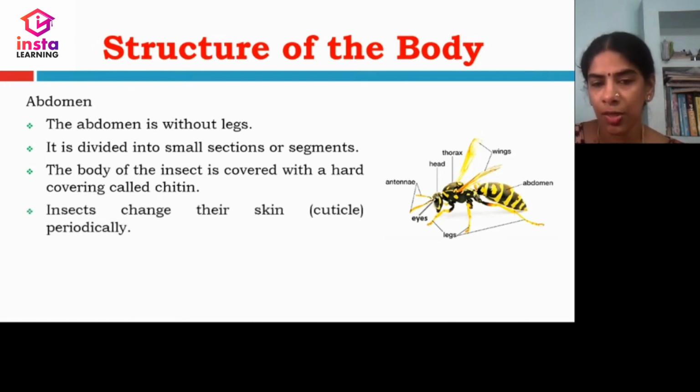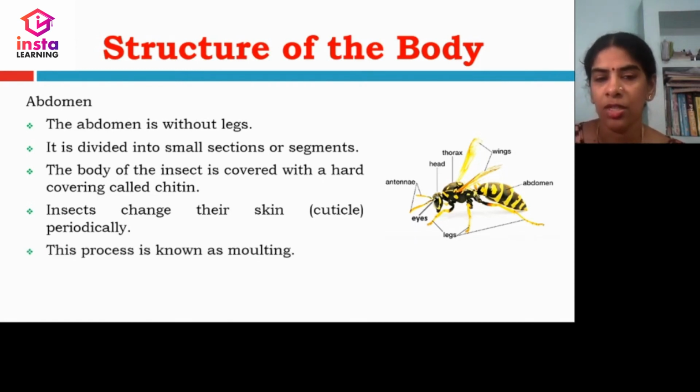Insects change their skin periodically. The skin, we call it a cuticle. This process is known as molting, changing of the skin. You can see the same in a snake also. They change their skin.